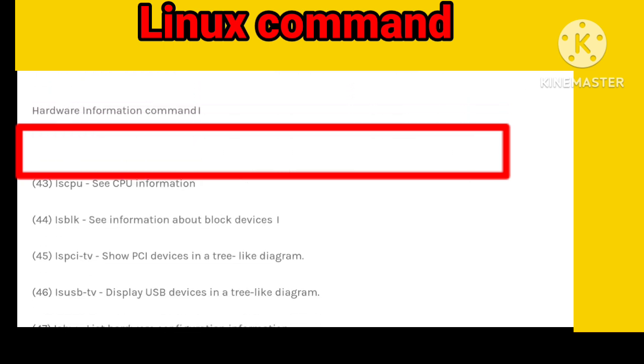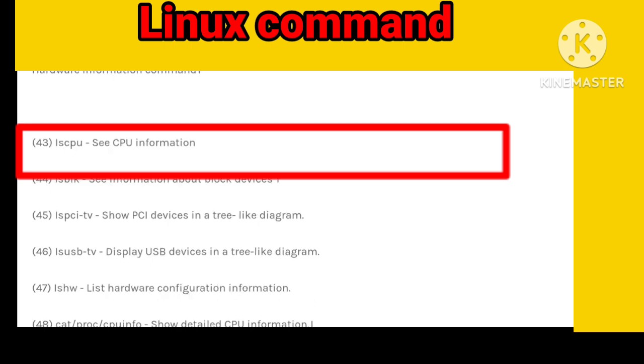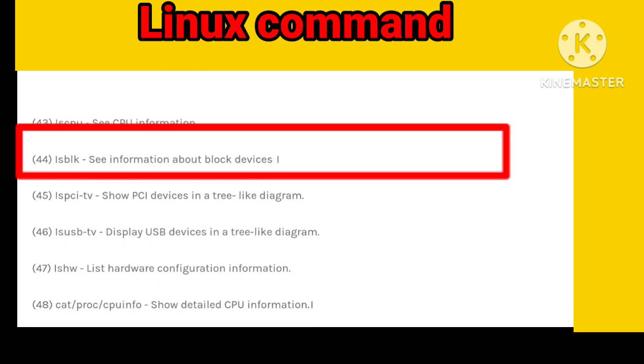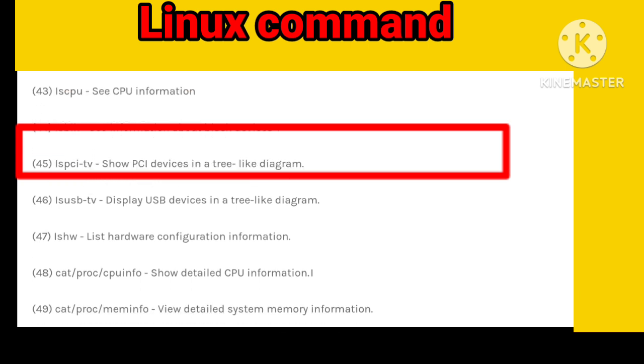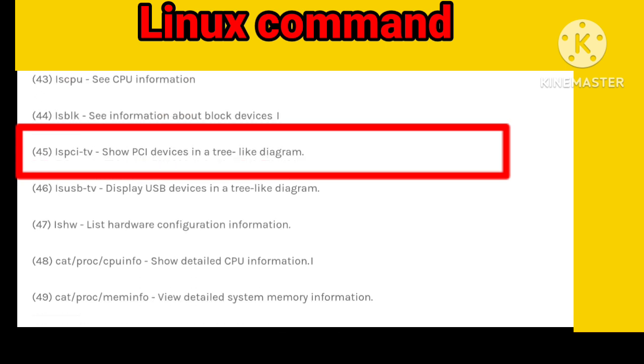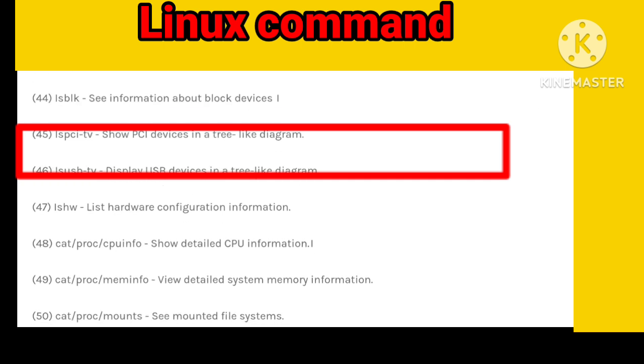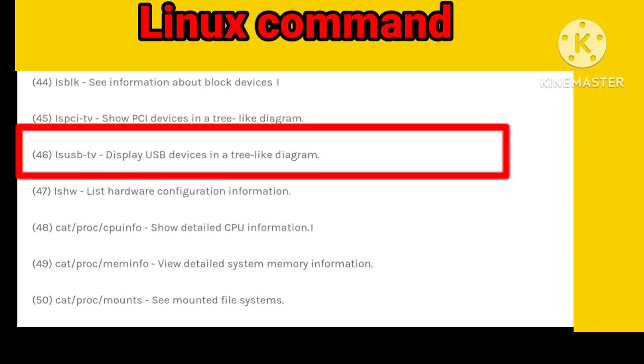Now the next Linux commands are related to the hardware information. So the next command is lscpu, information about the cpu. lsblk, see information about block device. lspci -tv, show PCI device in a tree-like diagram. lsusb -tv, display USB device in a tree-like diagram.